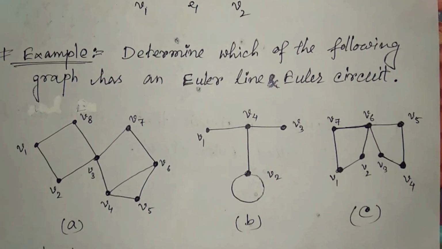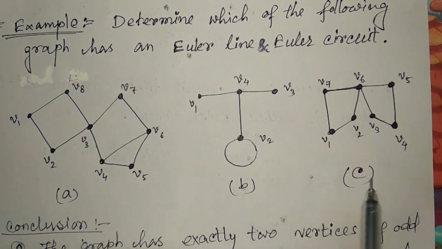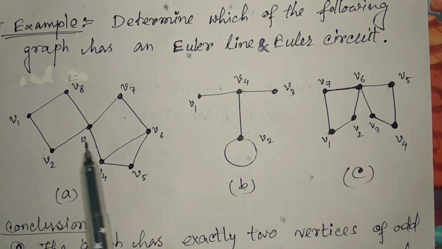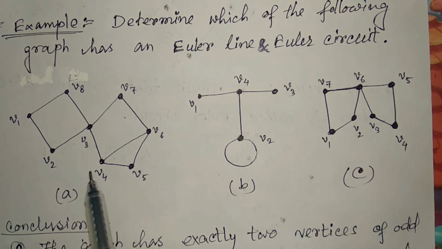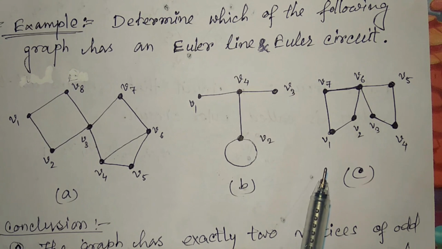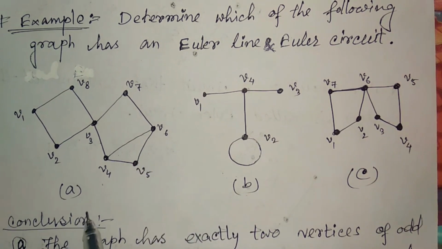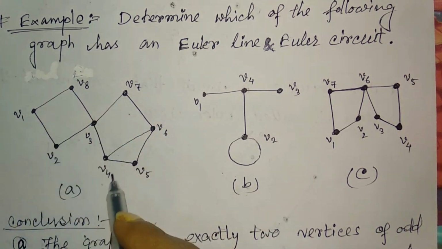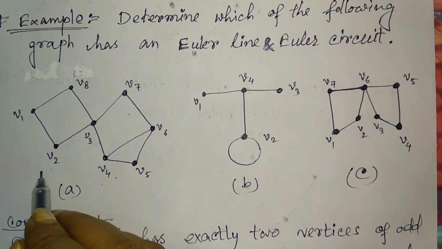For example, let us take a problem. So here three graphs are given. And the question is, among these three graphs, which contains an Euler line or Euler circuit, that we are supposed to find out. So now how to find out? Initially, let us observe the first graph. Here in this graph, at first, after observing the graph, we calculate the degree of each vertex.